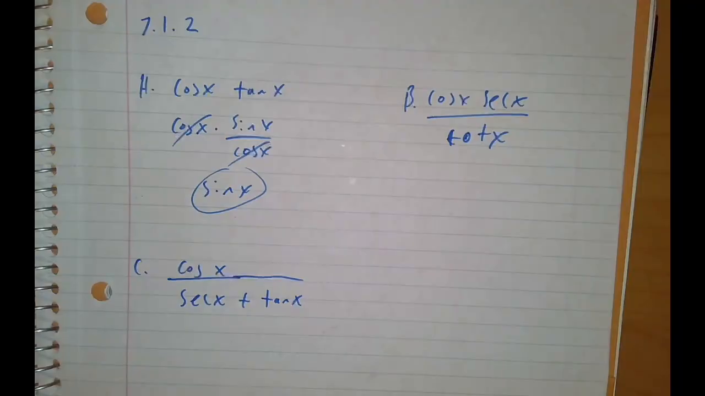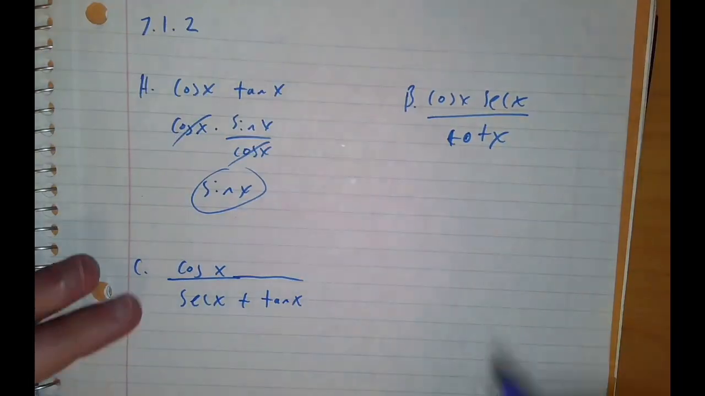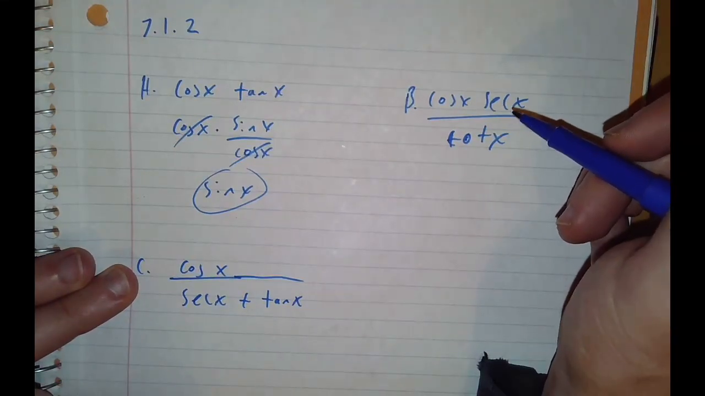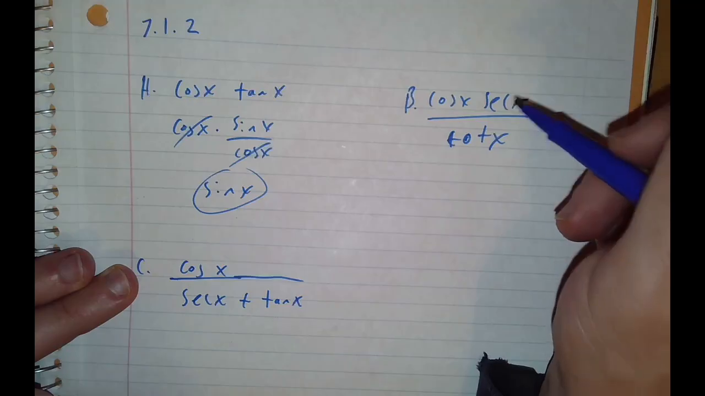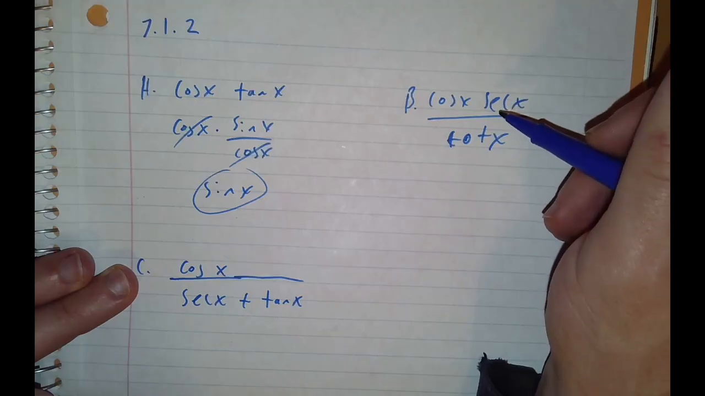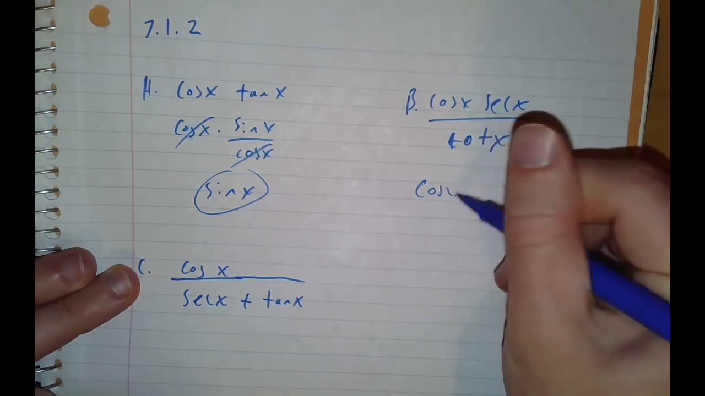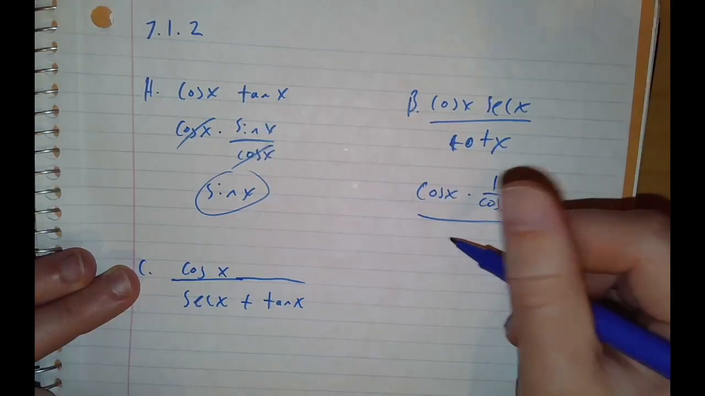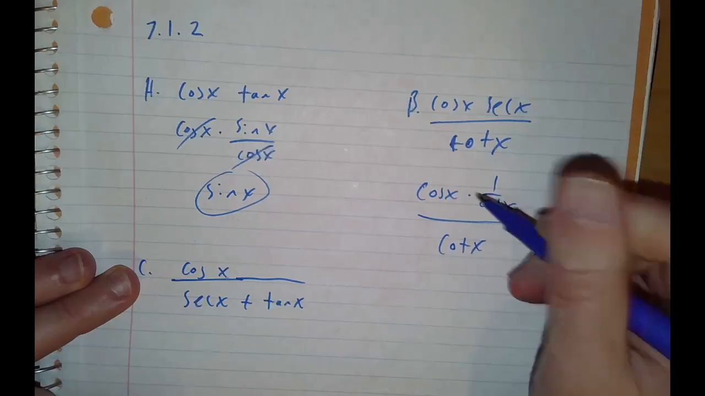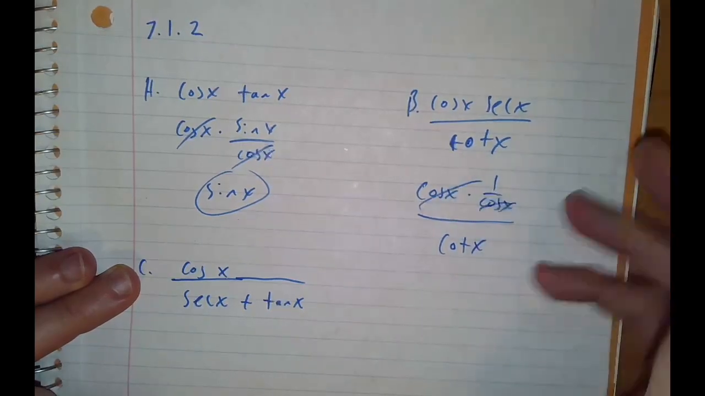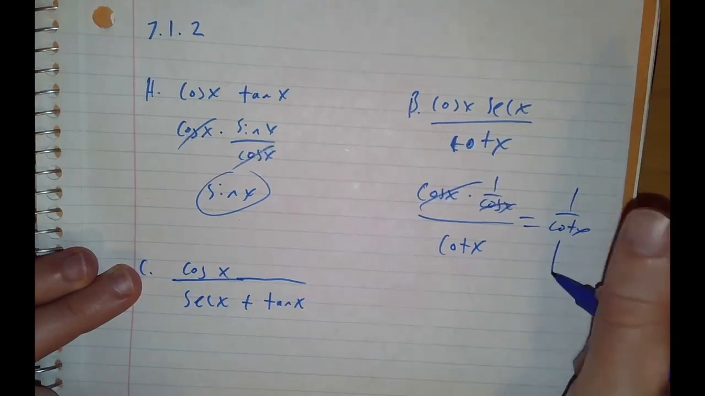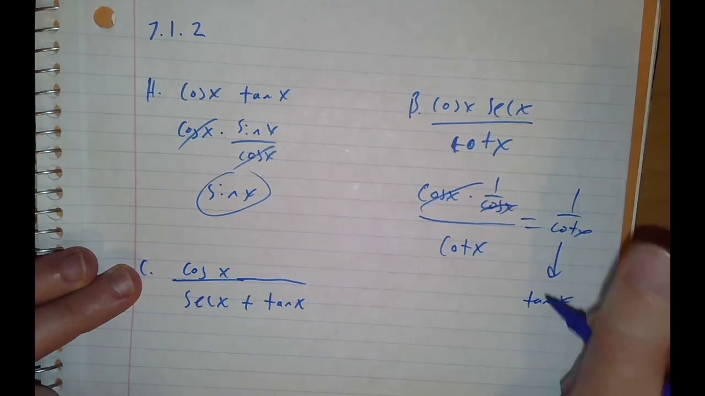Over here on the right, cosine x secant x over cotangent x. Secant x is 1 over cosine x, right? So let's write this out. It's going to be cosine x times 1 over cosine x over, let's keep it as cotangent x for a moment here. Well, this is just 1, right? So this is 1 over cotangent x, and we know that's the same as tangent x.